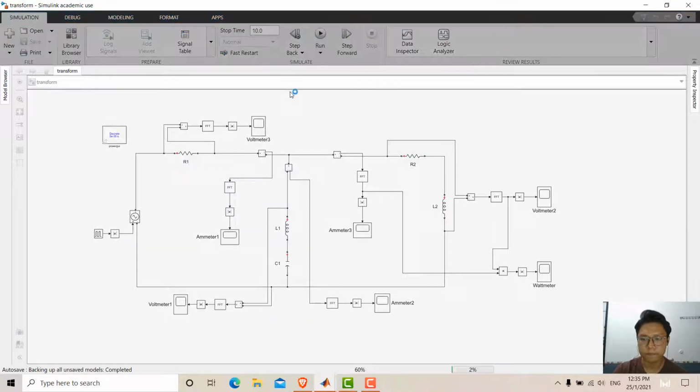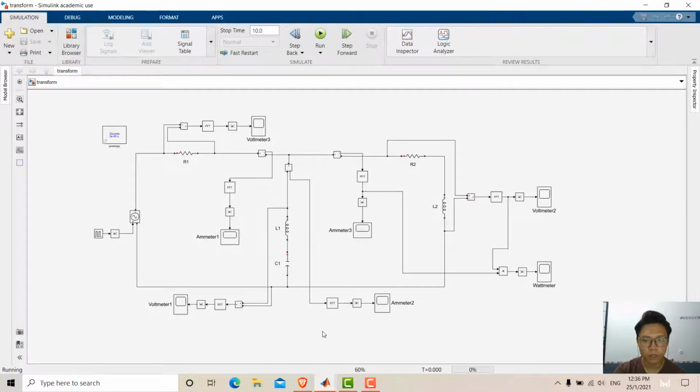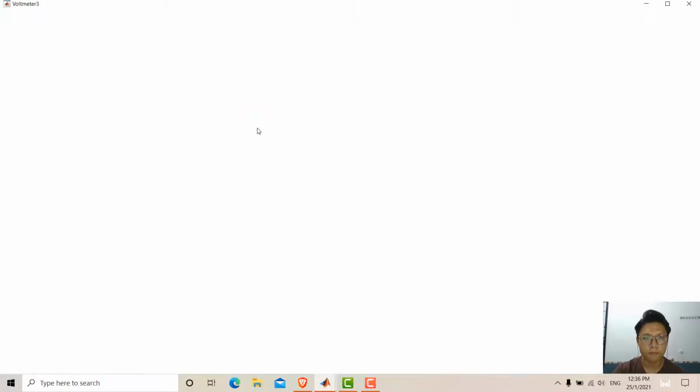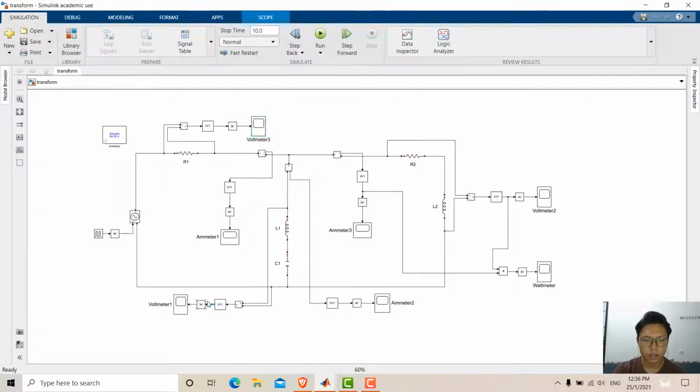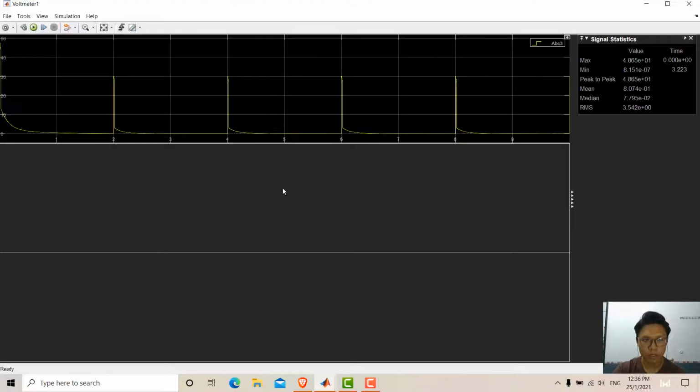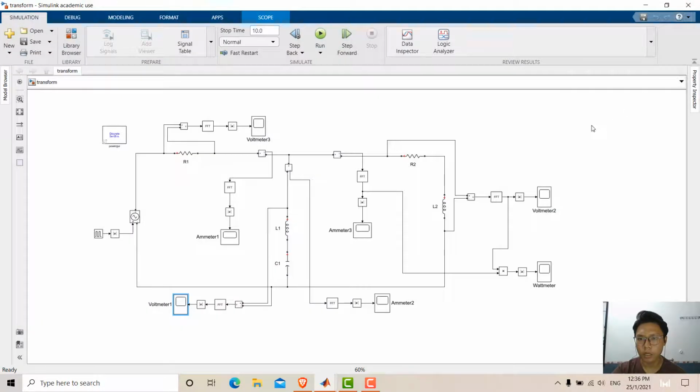Alright, let's test the simulation. It takes quite some time. It's now compiling, and then okay, done. Okay, now let's see the voltage first. So here's the output voltage. This is the output graph, FFT graph, and then this is the second voltage here. This is the output graph, and then the last one is here.